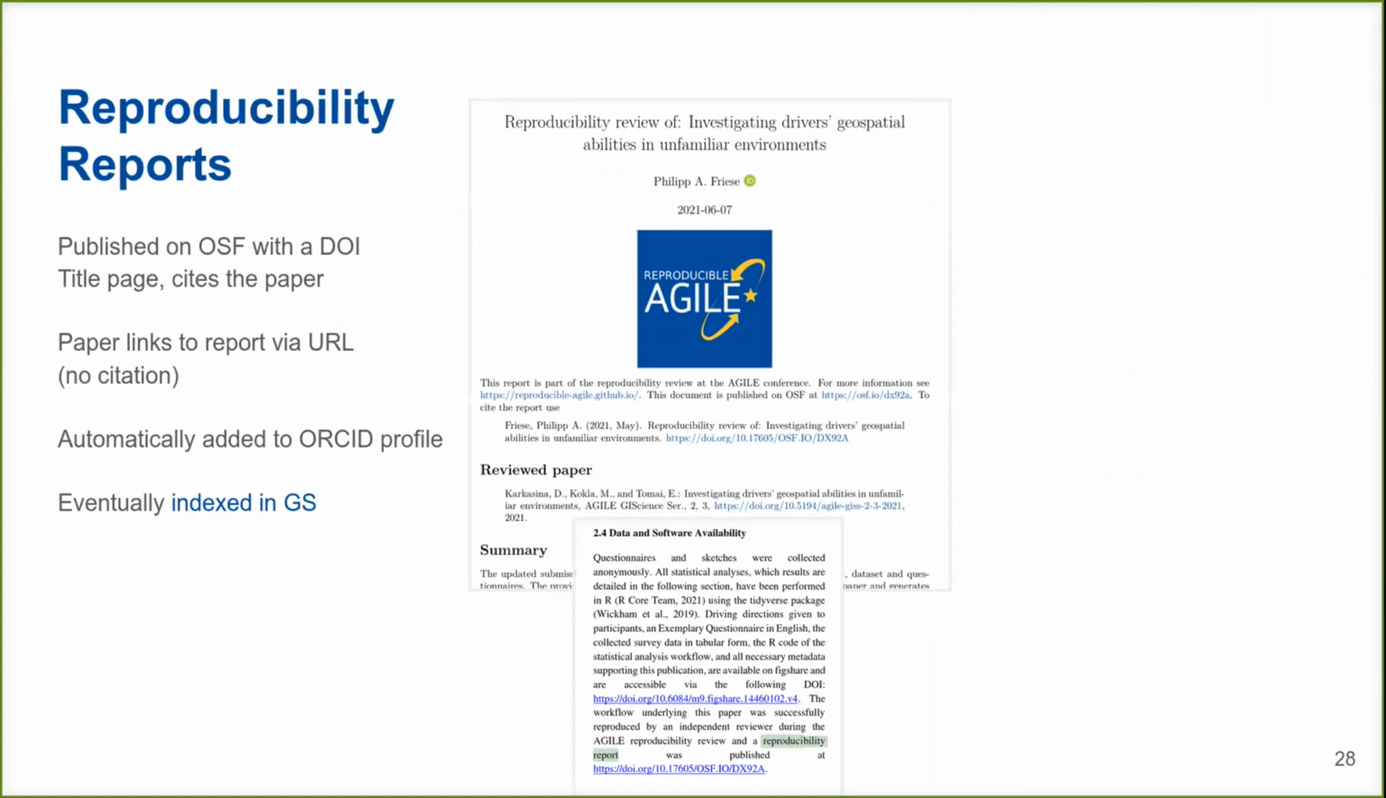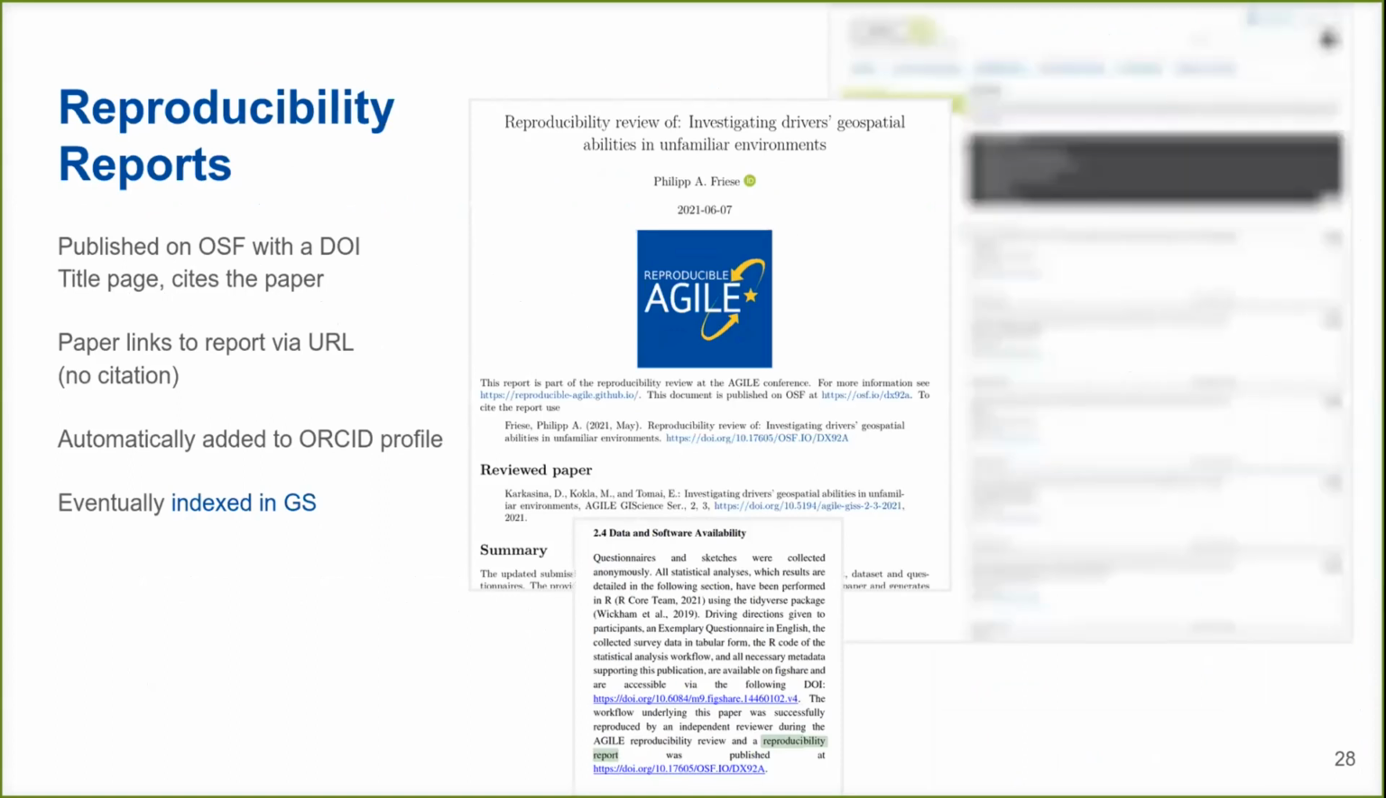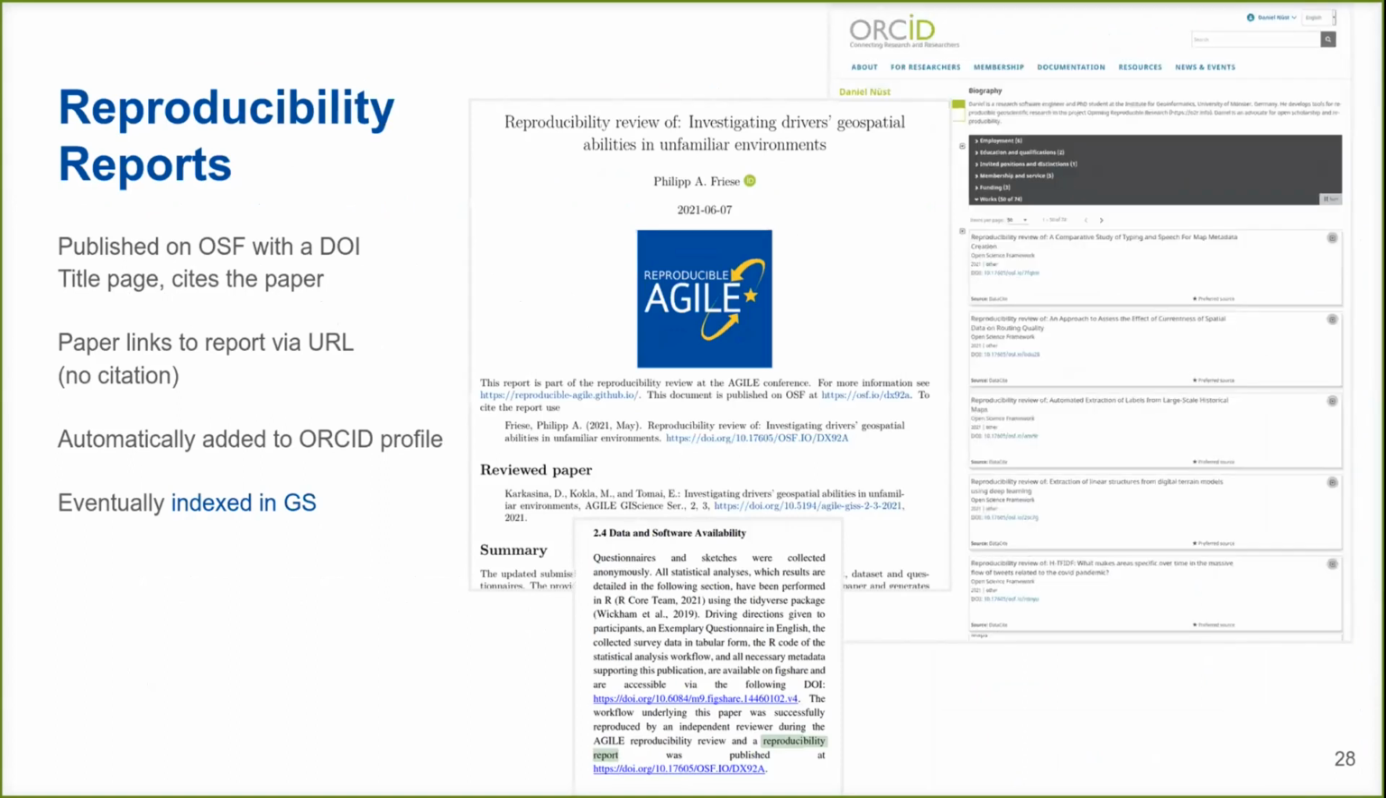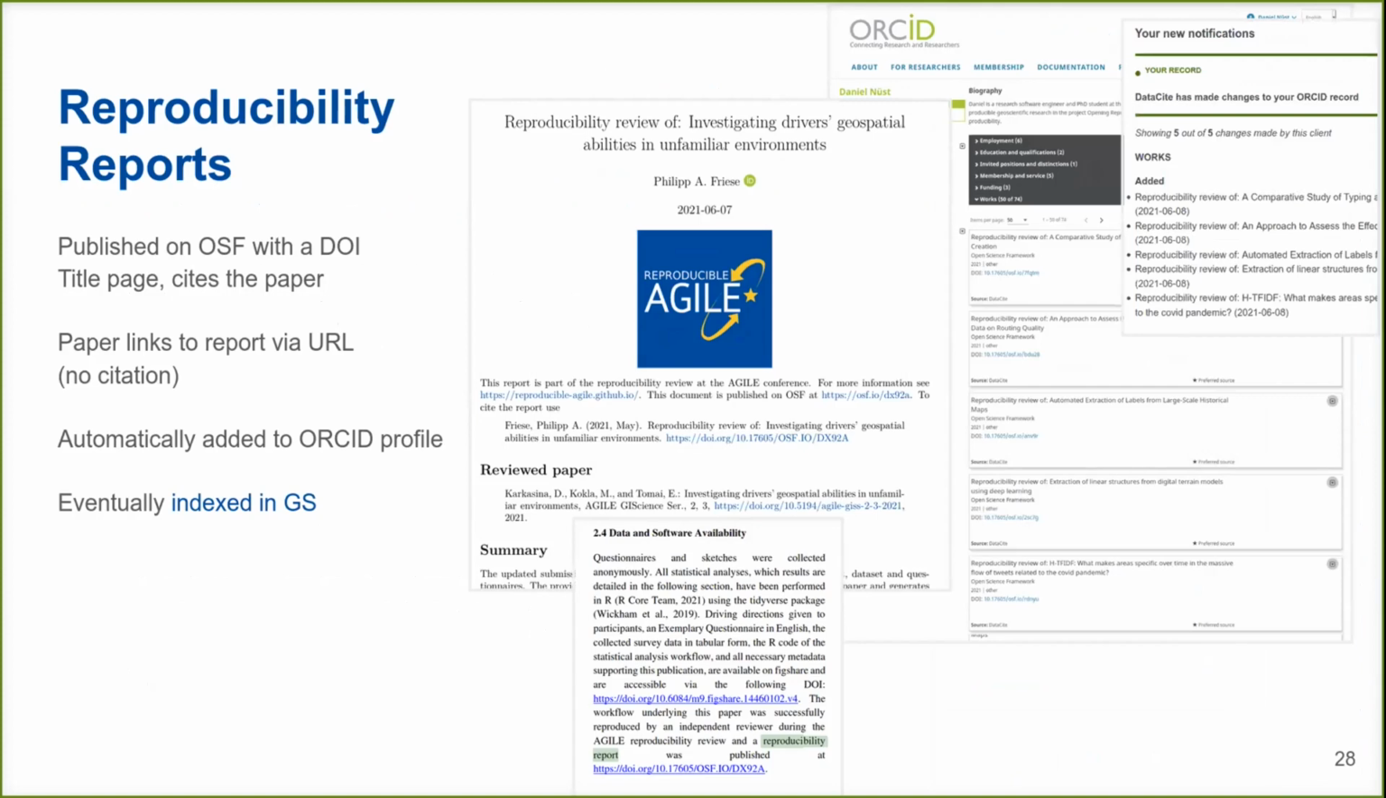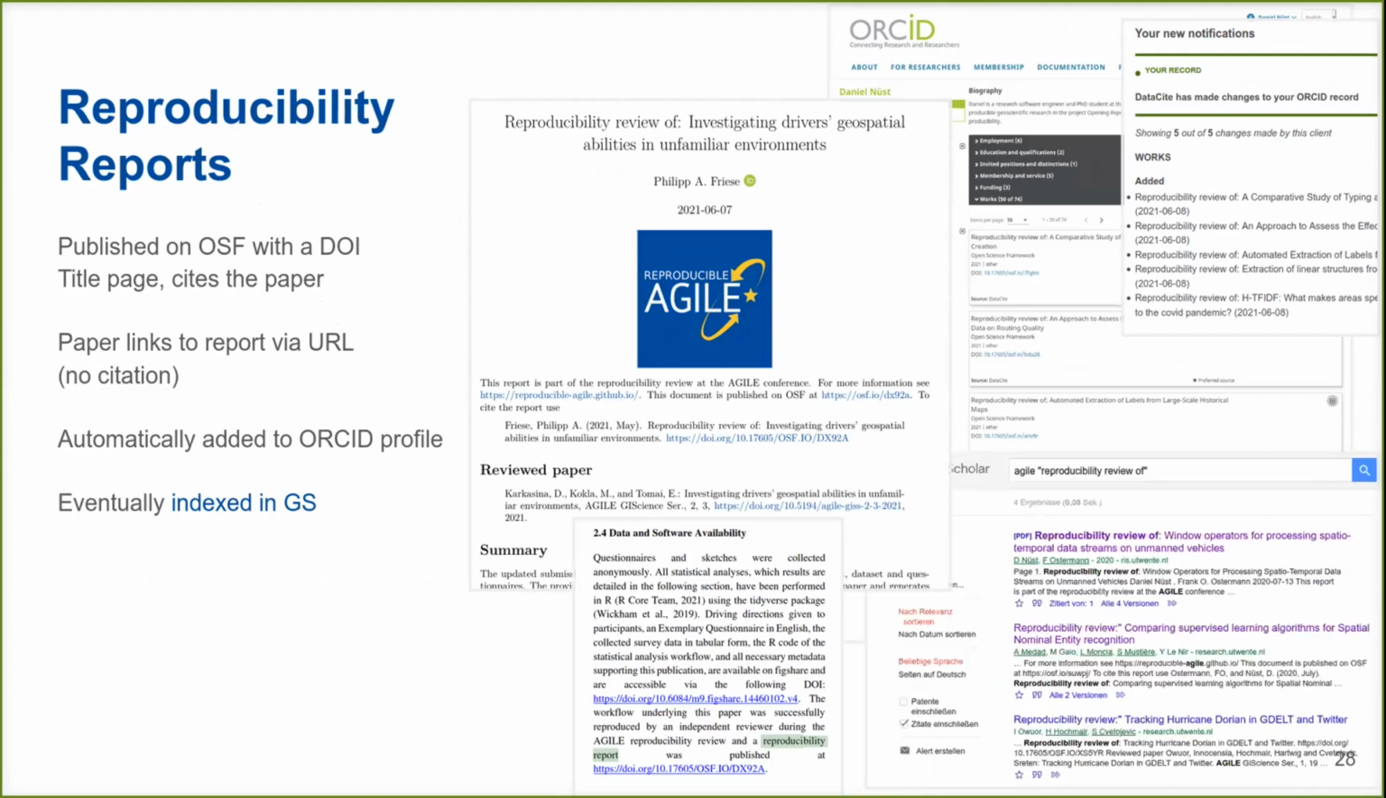I'll skip over this just so you get an idea of how this report looks. And the great thing is that we can get these reports into your ORCID profile, for example. So this is our way of making sure that there is public credit for the reproducibility reviews.